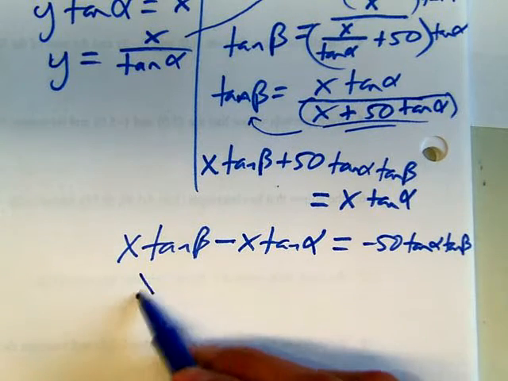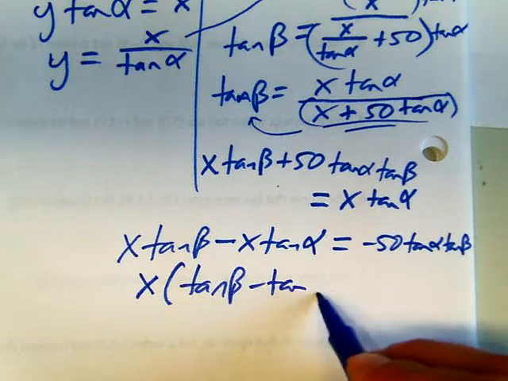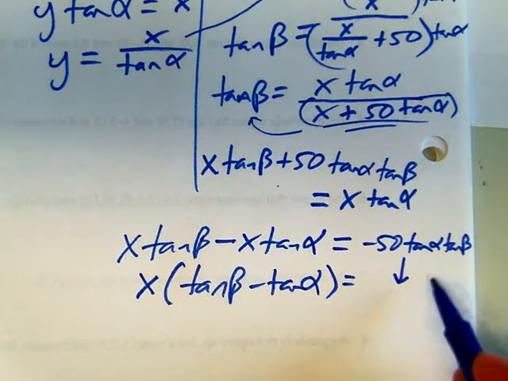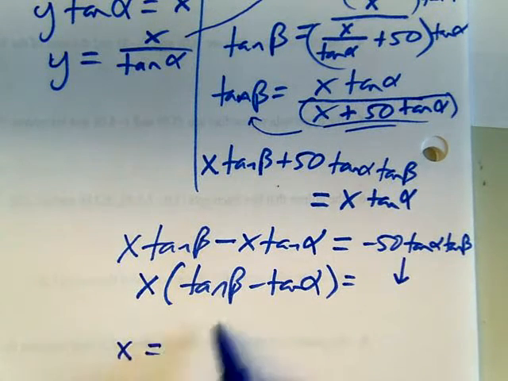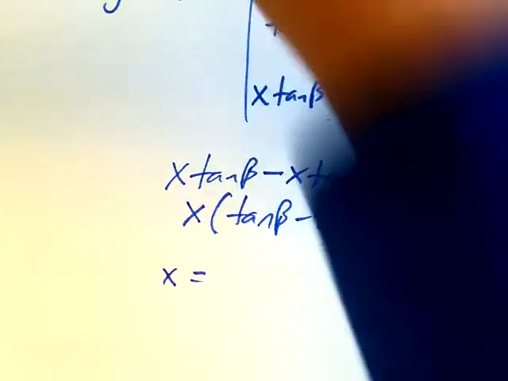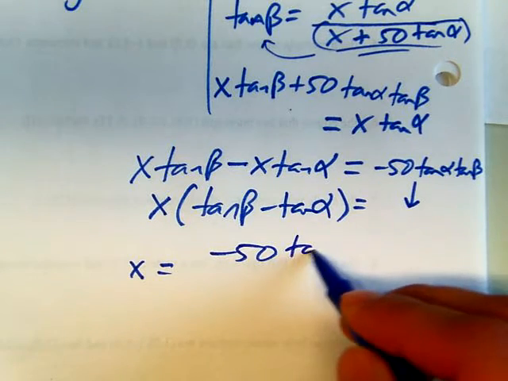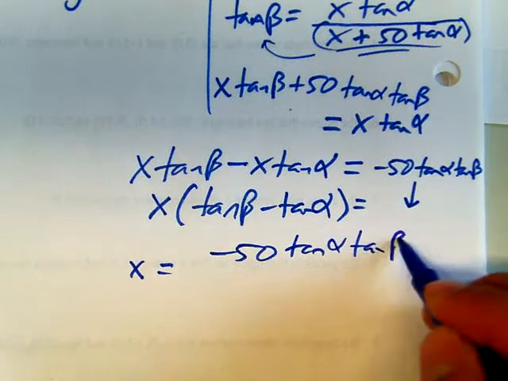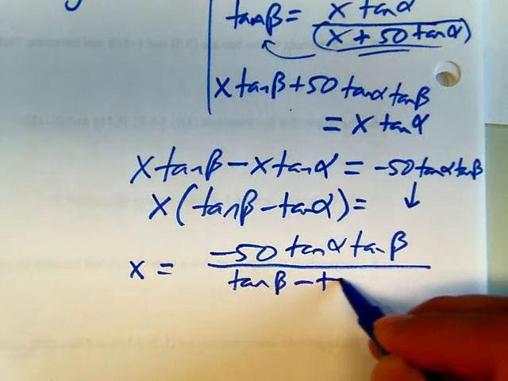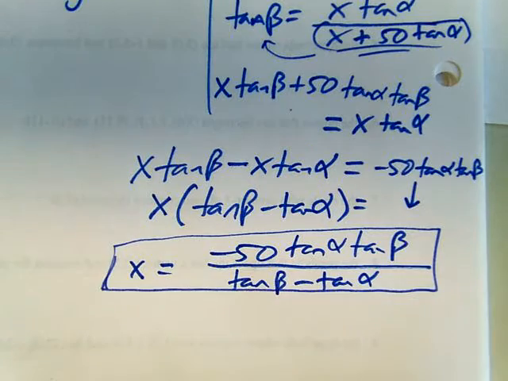And since I'm looking for x, I could factor it out here on the left. I get x times tangent beta minus tangent alpha equals this negative 50 tangent alpha tangent beta. Then my last step is going to be to divide by this factor, just like we did, I think, when we had log problems. We did something similar to this. So now I would have negative 50 tangent alpha tangent beta all over tangent beta minus tangent alpha, and that is what the height's going to be.